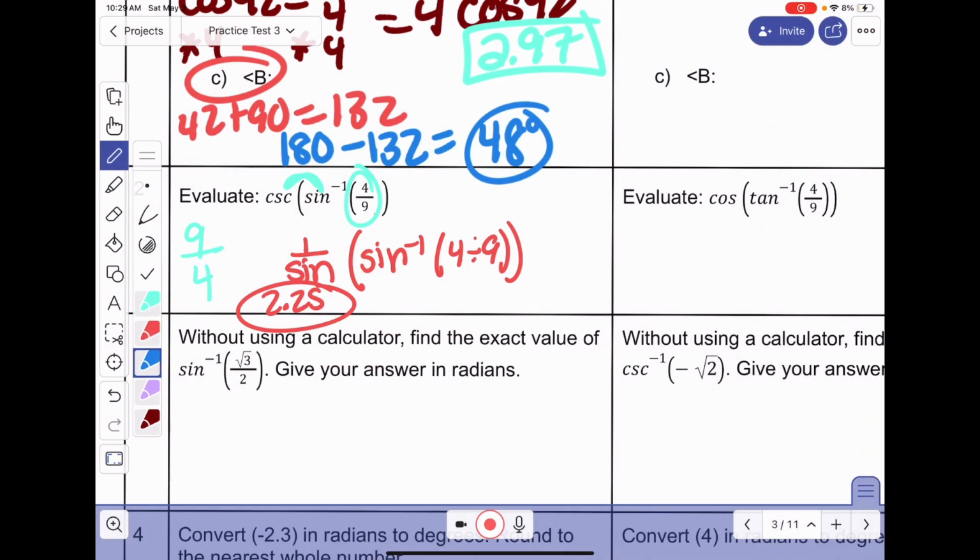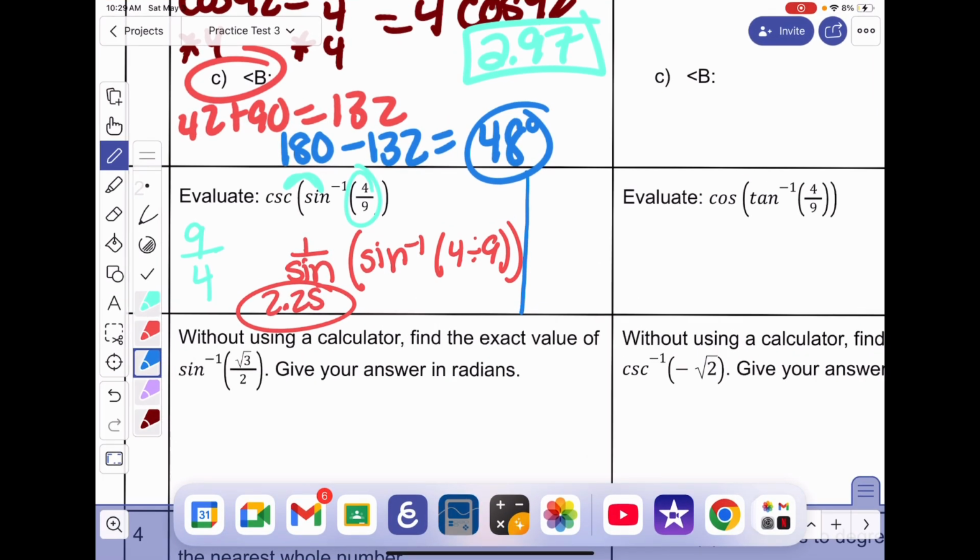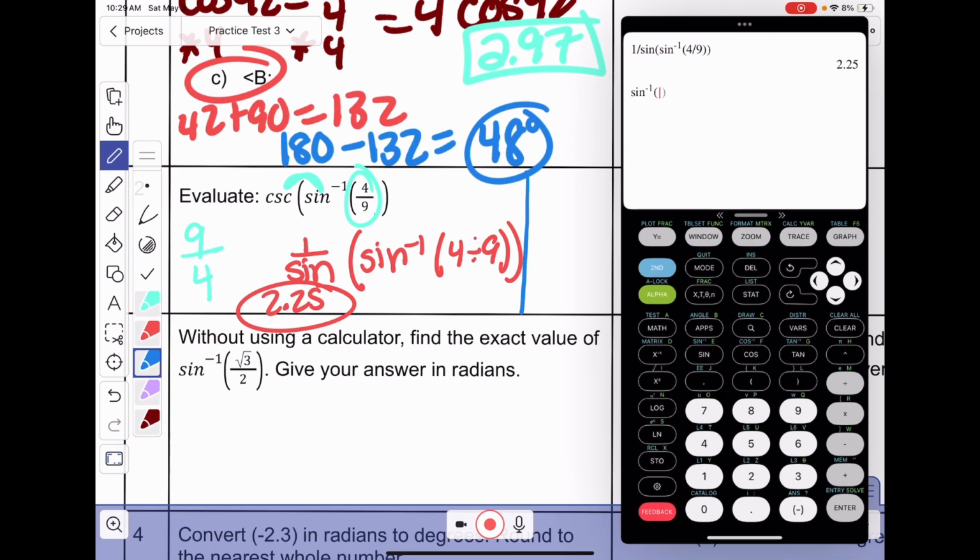The third way you can do it is evaluate each piece separately. So start by doing inverse sine 4/9. And we get 26.388. And then cosecant is 1 over sine. So we're going to find the sine of that. So sine of 26.388 gives us 0.4444. And then we need the reciprocal of that. So 1 divided by 0.4444, and we get 2.25.